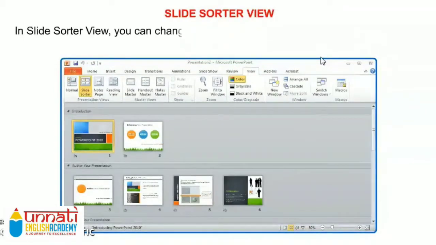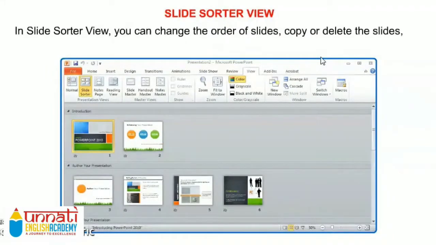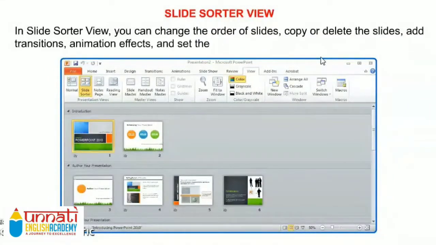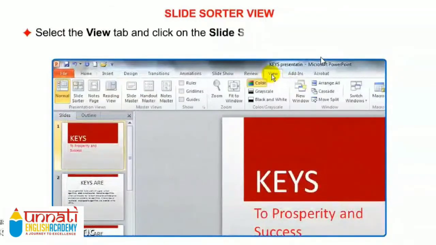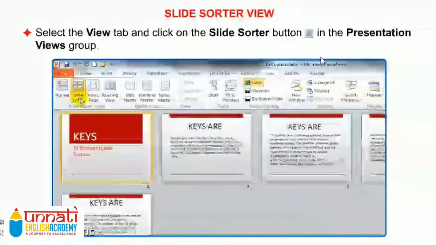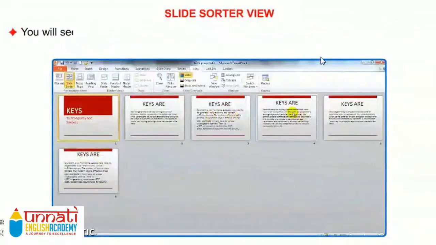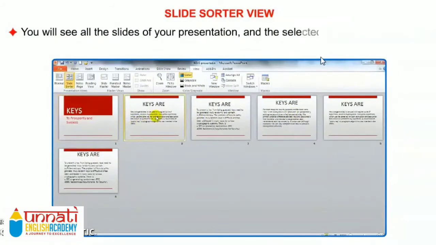So what are the applications of slide sorter view? You can change the order of the slides, you can copy or delete the slides, you can also add the transitions, you can also add the animation effects and set the timings for the slideshow. So these are some applications of the slide sorter view. If you want to open the slide sorter view, select the view tab and click on the slide sorter button present on the presentation views group. You will see all the slides of your presentation and the selected slide will appear with a thick border around it. So thick border around it means the slide is selected.